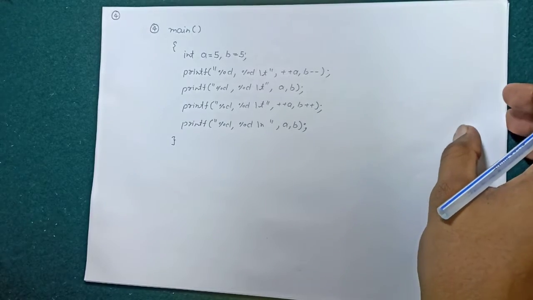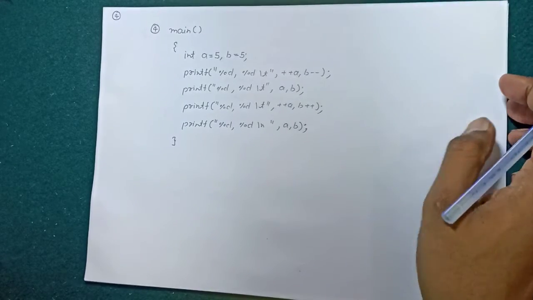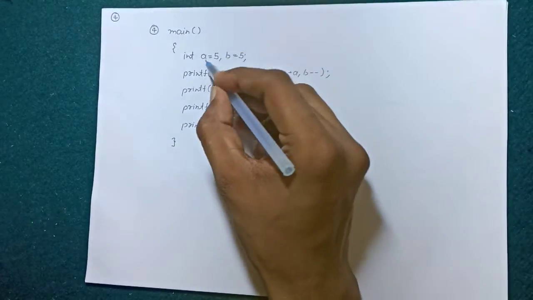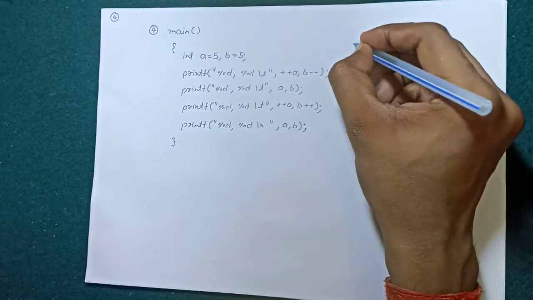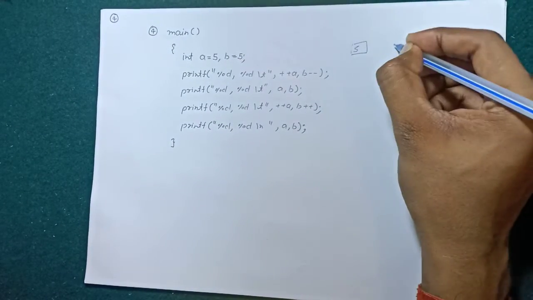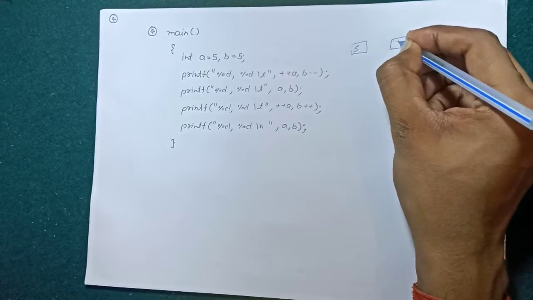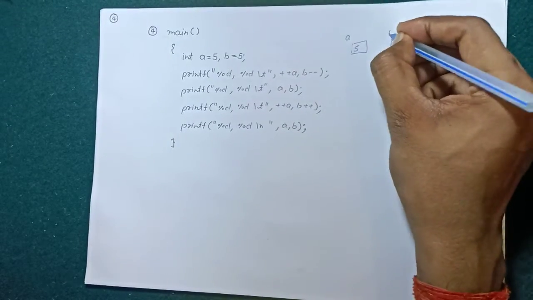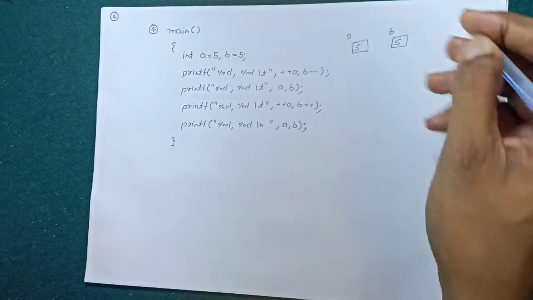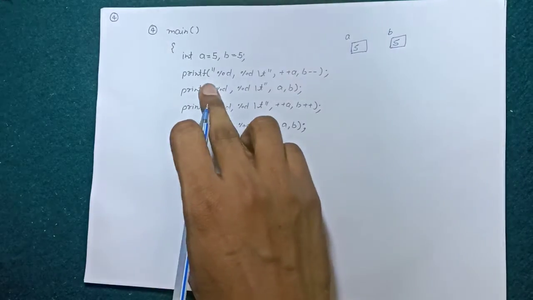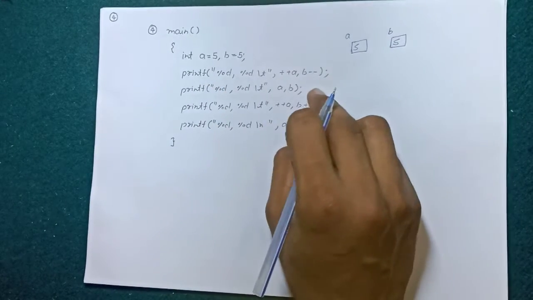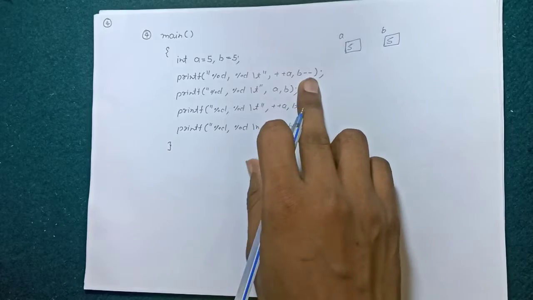So in today's video we are discussing this question. As you can see, we have a main function in which we have two variables. First one is a, whose value is 5, and second one is b, whose value is also 5. I created blocks for them. Okay, now there is a first statement in which we are printing the value of a and b using pre and post increment.